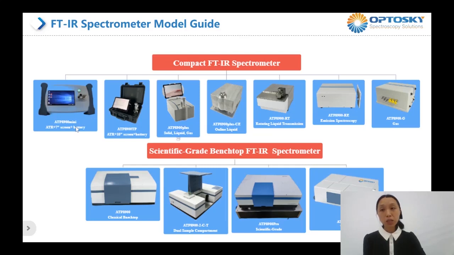We already have the most miniature ATP A900 with a 7 inch screen and an ATR diamond. This is still the most miniature and high performance FTIR model. You can also see the ATP A900 TP with a 10 inch screen and also ATR. The battery can be used outdoors for 4 to 6 hours, and this has already sold a lot to customs and police for explosives and narcotics. Not to mention our bestseller ATP A900 Plus. It is used widely for solids, liquids, and gases, and can attach to many attachments. In the next page we will introduce our bestseller and how to select different attachments.